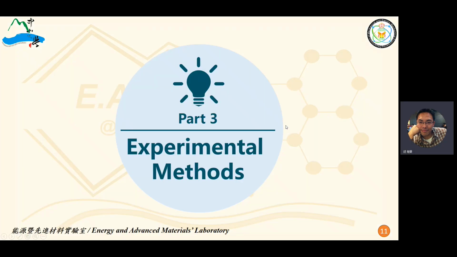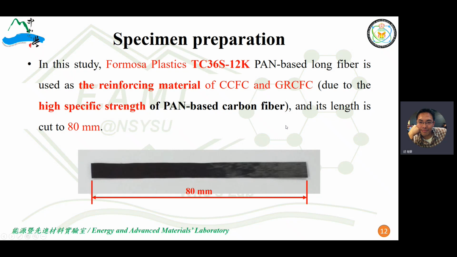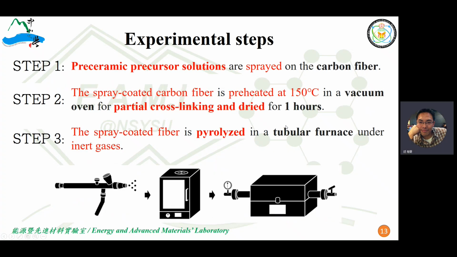So what are our experimental methods in this spatial talk? First, we cut this carbon fiber from Formosa Plastics, fixing the length at about 8 centimeters. And we spray coat this pre-ceramic precursor. It has a silicon nitrogen bond. It's polysilazane.